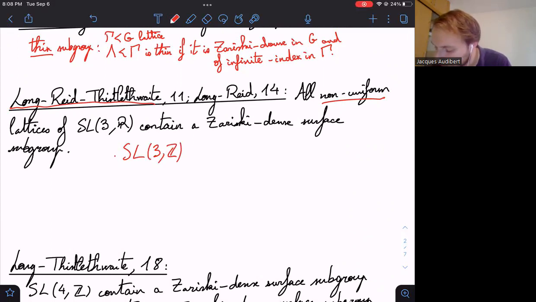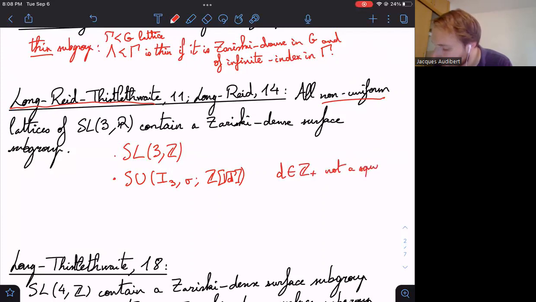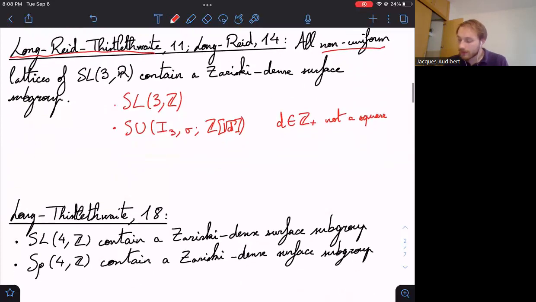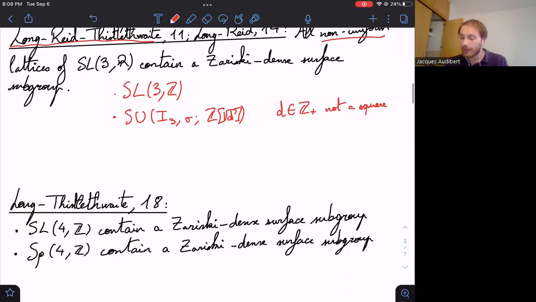All non-uniform lattices of SL3R are either SL3 of O_D or SU(I3, sigma) over Z[square root of D], where D is in Z_{>0}, not a square. So this is an infinite family. And they showed that they all contain a Zariski dense Hitchin representation, and they even give the image of the generators. In 2018, Long and Thistlethwaite were able to do the same for SL4Z and SP4Z.